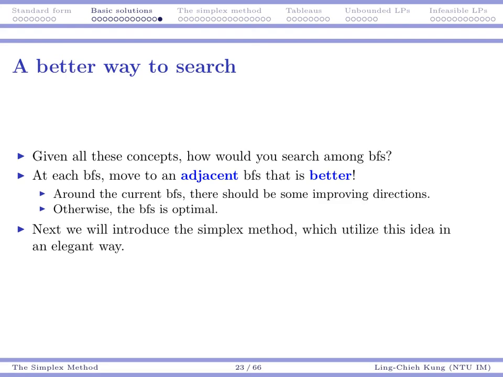Basically, the idea is that we only need to focus on basic feasible solutions. I give you one, and then in each iteration you move to an adjacent basic feasible solution that is better. That just means you should find an improving direction and move along it. If there is one, then you go. Otherwise, you have a basic solution that is optimal, because around it, no solution is better. Okay, that's the basic idea.